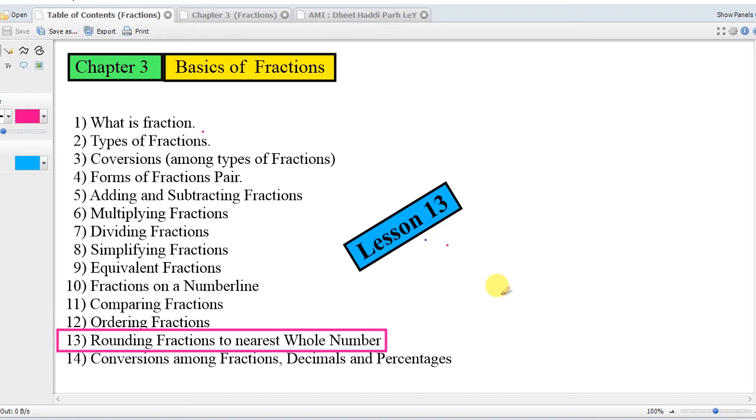So today we are going to start lesson number 13, which is rounding fractions to the nearest whole number.